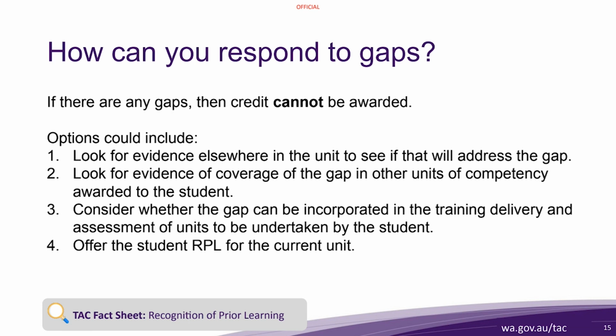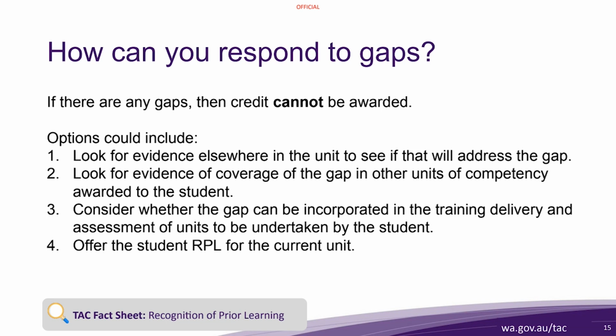You might also consider whether the gap can be incorporated in the training, delivery, and assessment of units to be undertaken by the student. So you might be able to say, well, we can pick up those aspects through the units of competency that the student is about to undertake. And under those circumstances, you might be able to consider that awarding credit would be safe because you are going to make sure that those gaps are addressed in the training that the student is about to undertake.